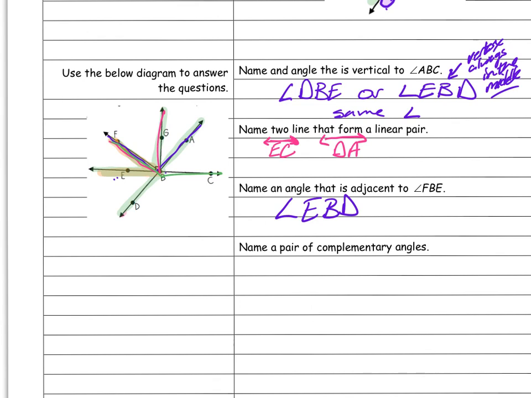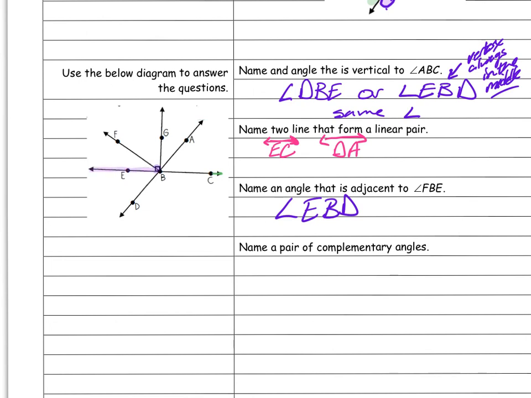Okay, and then it says name a pair. Oh, let's do some erasing here. Name a pair of complementary angles. So remember, what does complementary mean? 90 degrees. Yeah, good. So do I have a 90-degree sign? Yeah, I can see one right here. Those two form a 90-degree angle. So what forms the 90-degree angle?